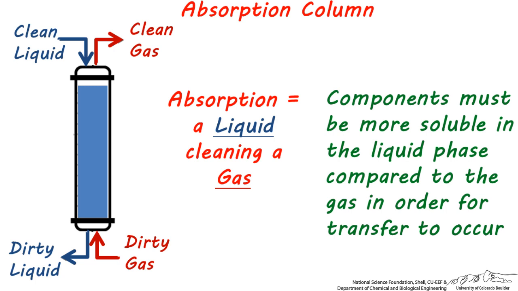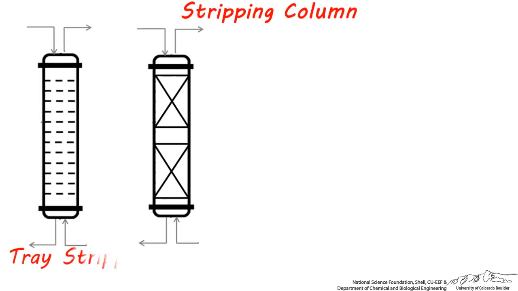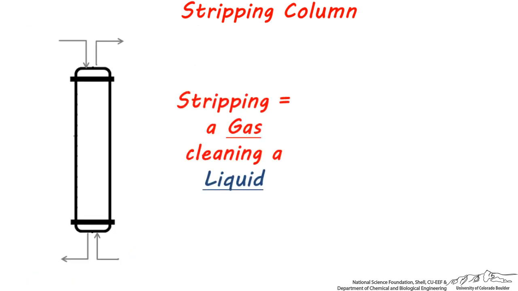And as you might guess, a common liquid used in absorption is water. Let's next look at the stripping process, which is essentially the reverse of absorption. Stripping columns can be tray or packed towers. The purpose of a stripping column is to use a gas to clean a liquid. Like absorption, the liquid can be sprayed or pumped and flowed into the column.